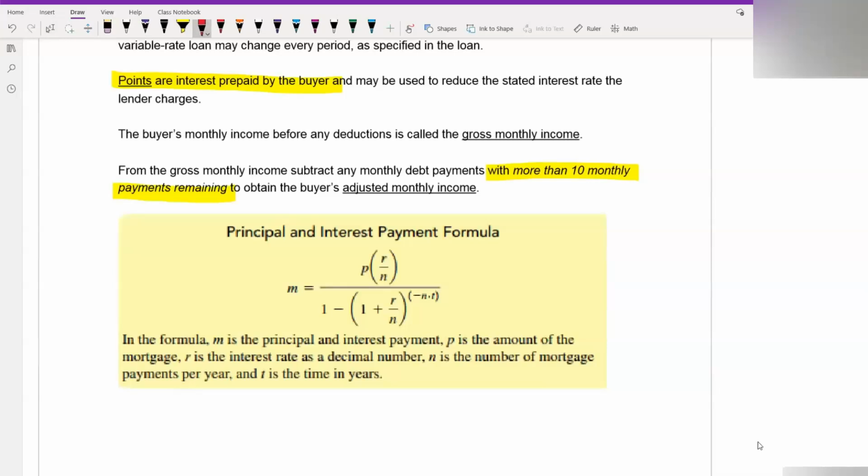And this part that I have points, for each point, we're going to use 1%. So each point is equal to 1%.